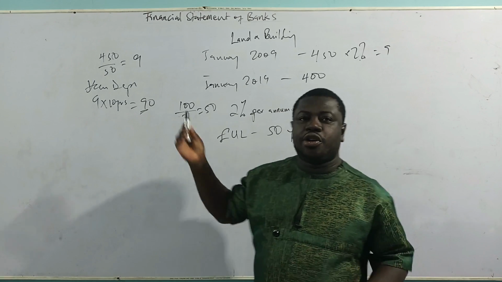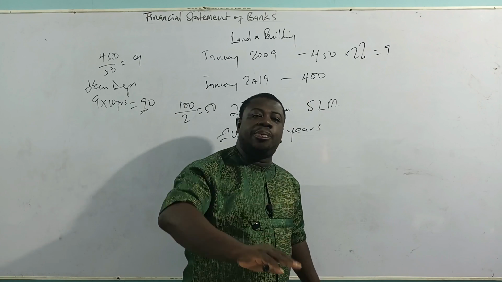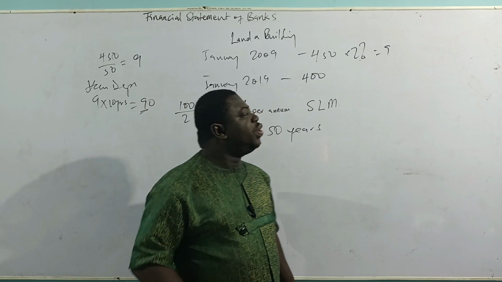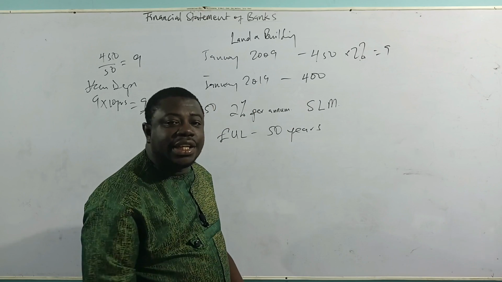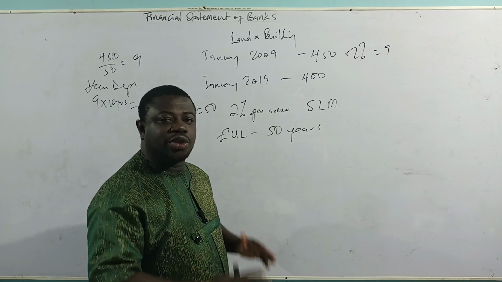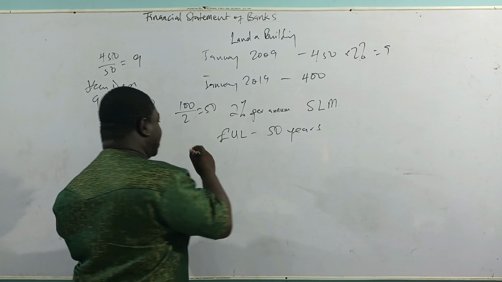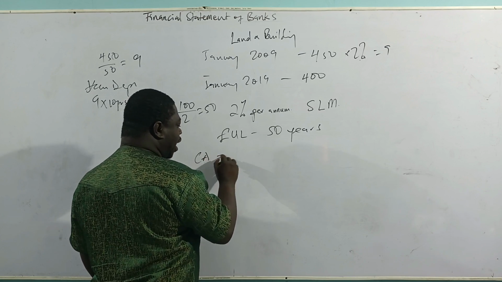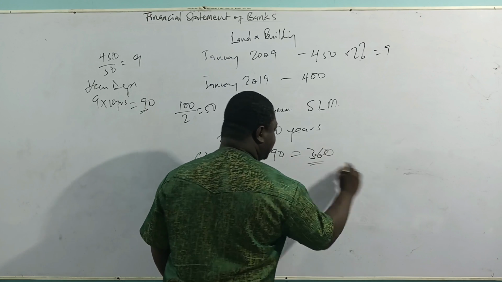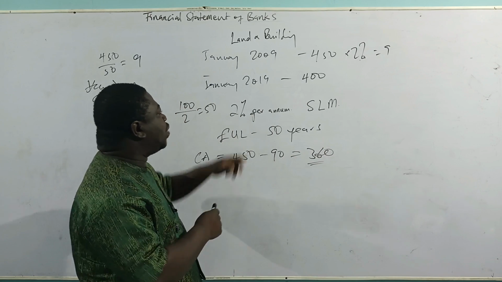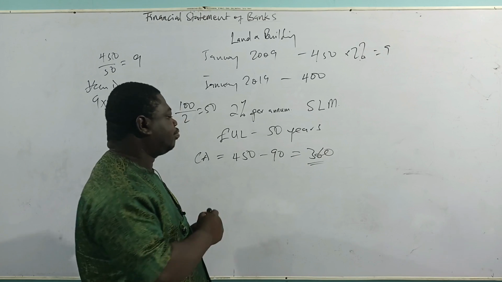Now, why am I looking for accumulated depreciation? The asset is being revalued. To get the surplus or loss on revaluation, you need to compare the new fair value with the carrying amount as at the date of revaluation. The carrying amount or the net book value is the initial cost minus its accumulated depreciation. Therefore, at the date of revaluation, the carrying amount of the asset is 450 minus 90, which is 360 cedis. So as at 1st January 2019, the asset had a net book value of 360 in the books.